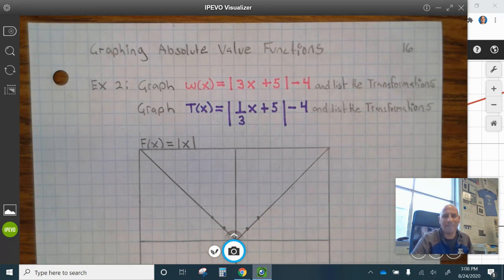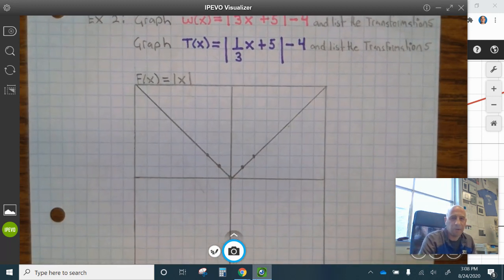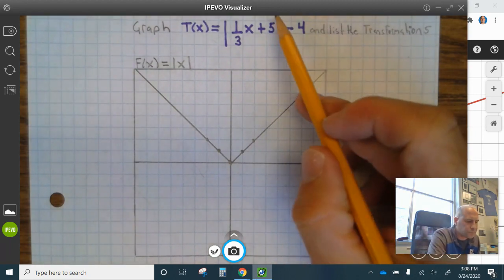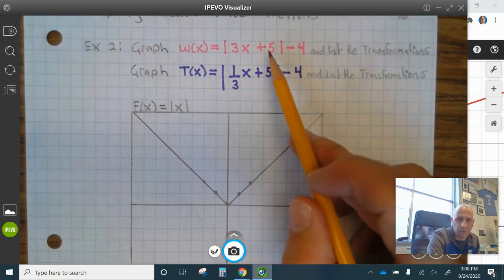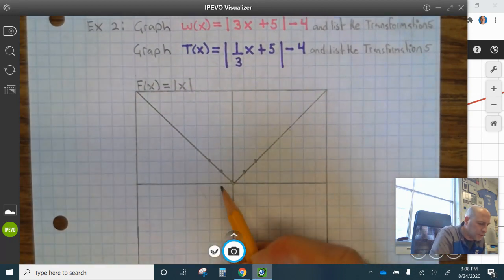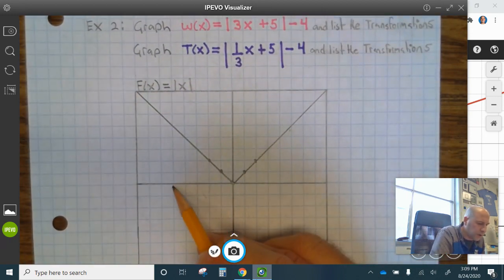Okay, so again, you always want to graph the parent function, because the transformations are based on that. So first off, this tells us that we move left 5, down 4. So let's do that. Left 1, 2, 3, 4, 5, down 1, 2, 3, 4. Okay, so there's a new vertex.